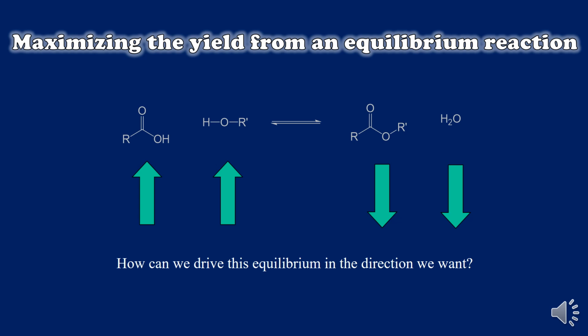And it turns out that in most Fischer esterifications, it's a relatively simple process. All we have to do is pick the cheapest reagent and crank its concentration sky high. By doing this, we'll affect the equilibrium in the way that we want to. Let's check that out.